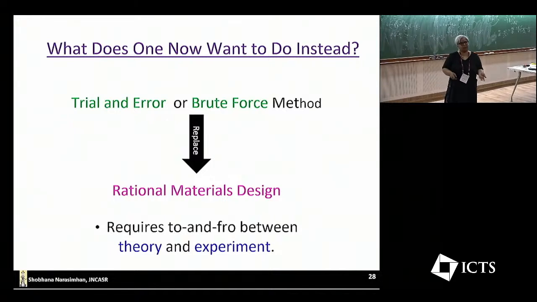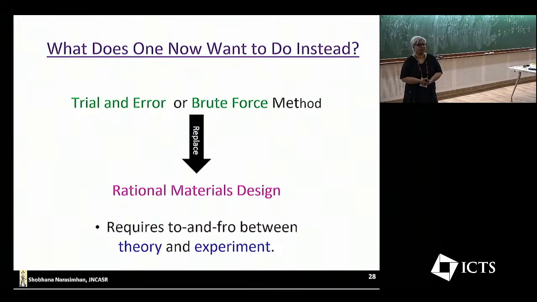But now we're trying to do what's called rational materials design, which I'll explain to you. And for that, you need to have a back and forth between theory and experiment. So now I want to ask you all again, how many of you prefer theory? Nobody? Okay, how many prefer experiment? Quite a few. How many prefer to do both equally? Quite a lot. So it's sort of equal.